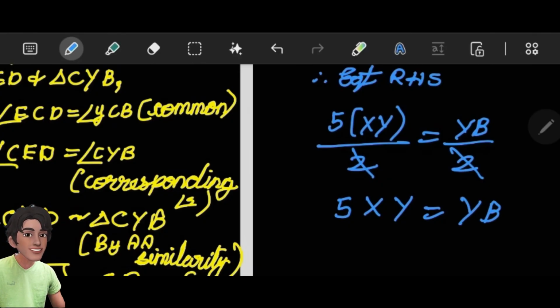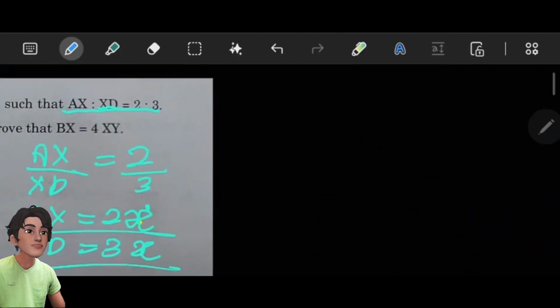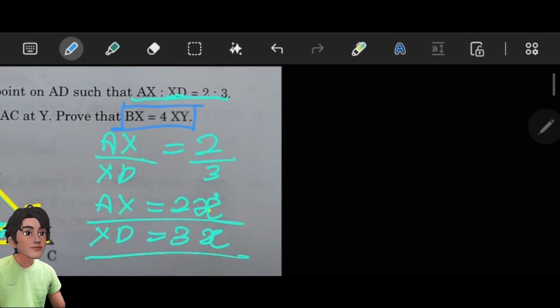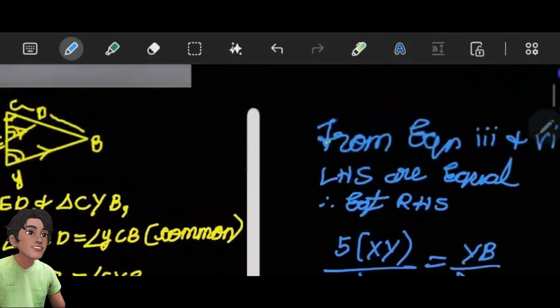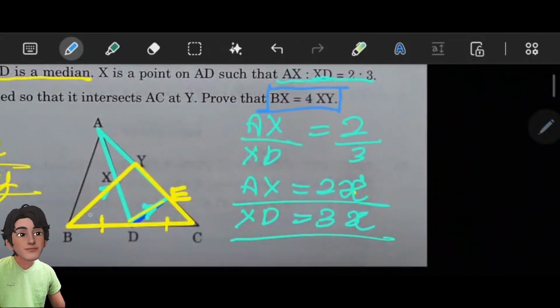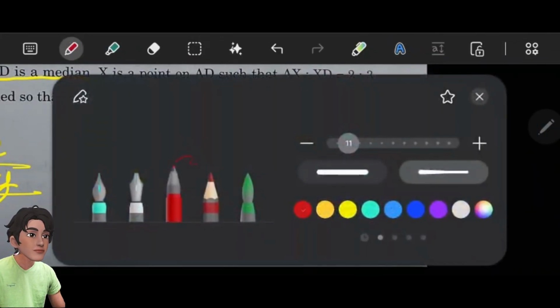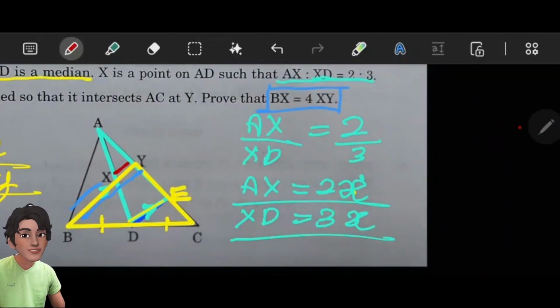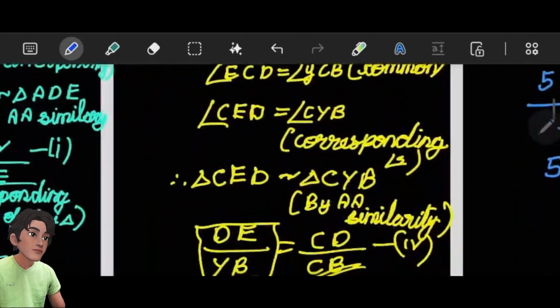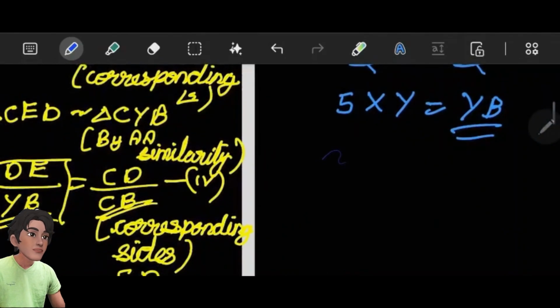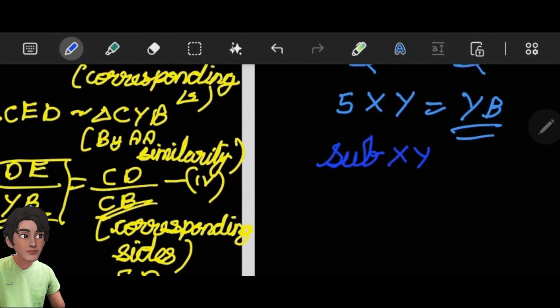Now we have to see where BX is coming. How can we represent YB in the form of BX? We can see that YB can be represented as BX plus XY. Therefore, BX is nothing but YB minus XY. Therefore, we can simply subtract XY on both LHS and RHS. We would be getting 5xy minus xy is equal to YB minus XY.